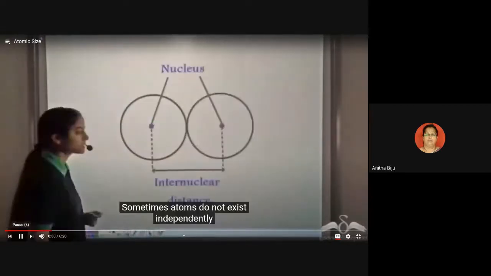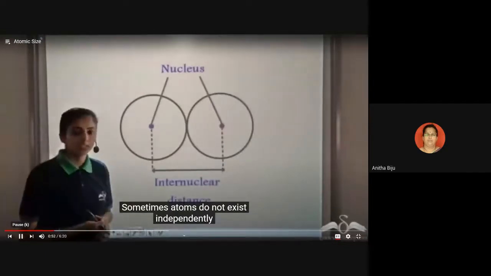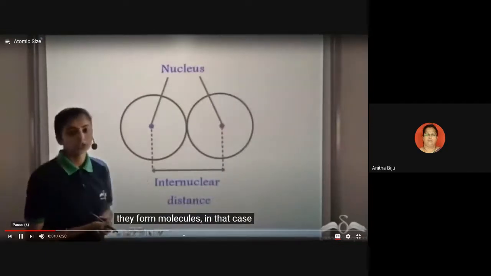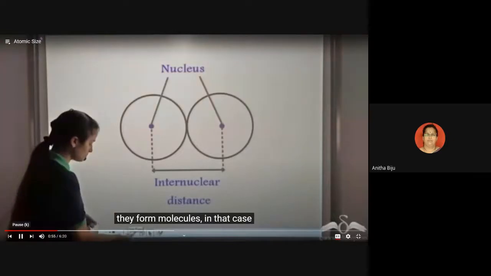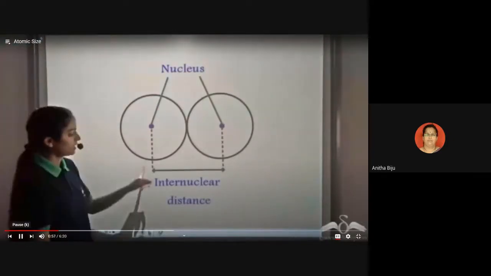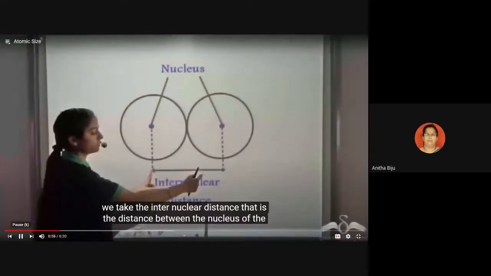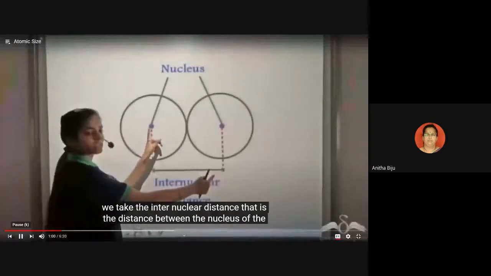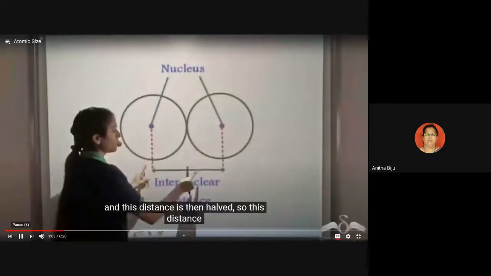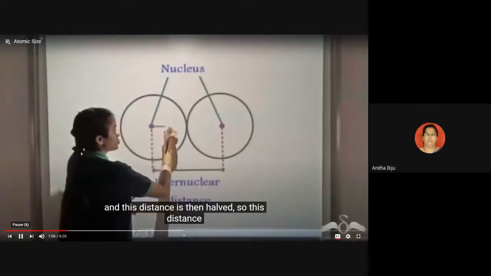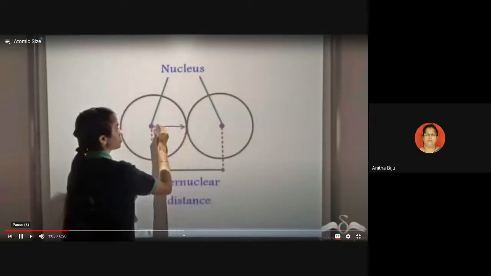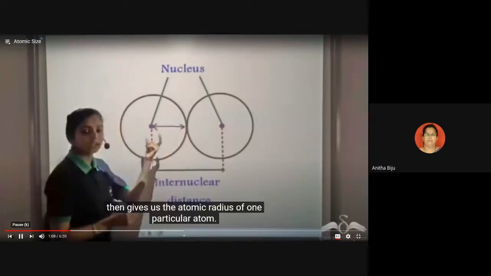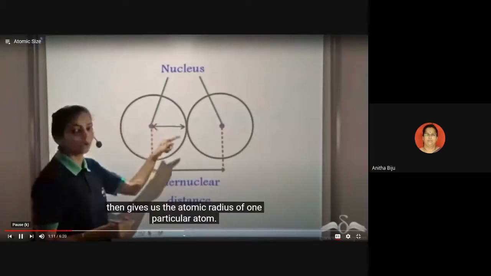Sometimes atoms do not exist independently. They form molecules. In that case, we take the internuclear distance. That is the distance between the nuclei of the two atoms, and this distance is then halved. So this distance then gives us the atomic radius of one particular atom.